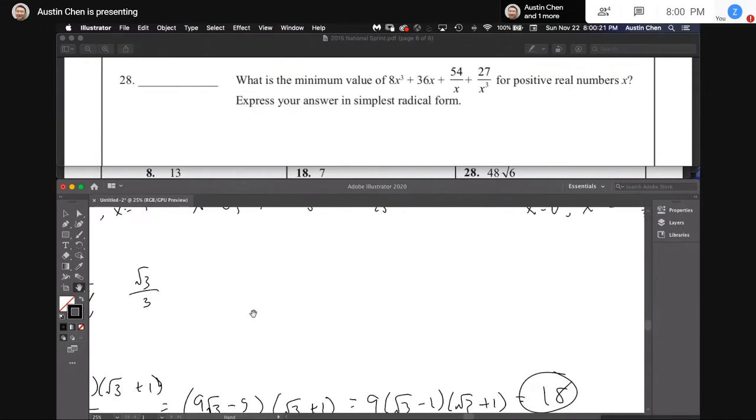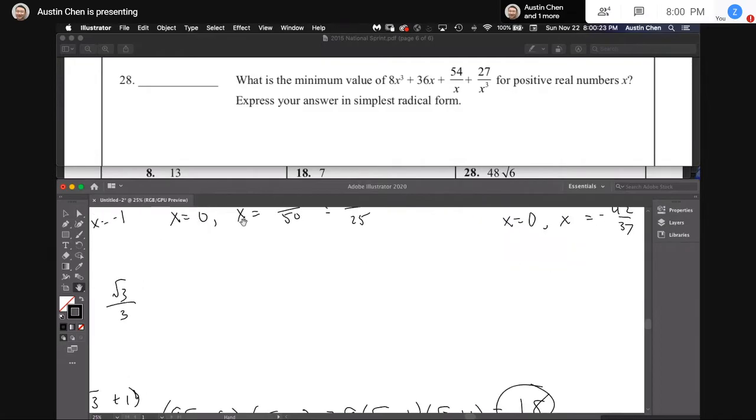Number 28. What is the minimum value of 8x cubed plus 36x plus 54 over x plus 27 over x cubed? Wait, do you want to show them the proof thing on this problem?